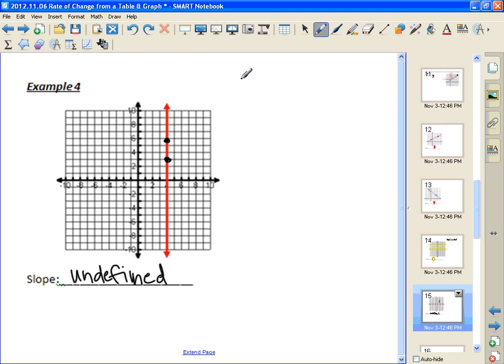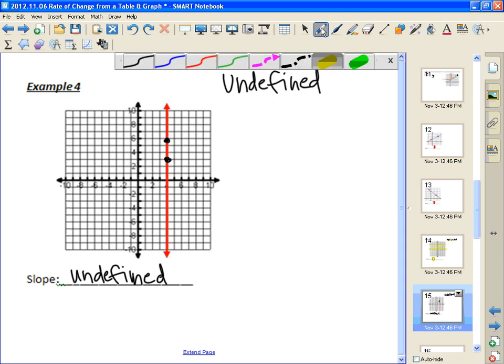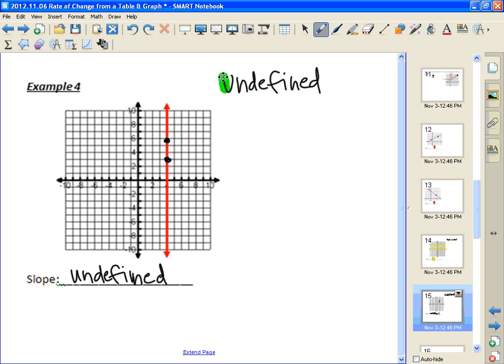And another trick I learned for this one is if you write the word undefined, it starts with a U. And if you look at a vertical line and the y-axis, you can make a U out of them to remind yourself that the slope is undefined.